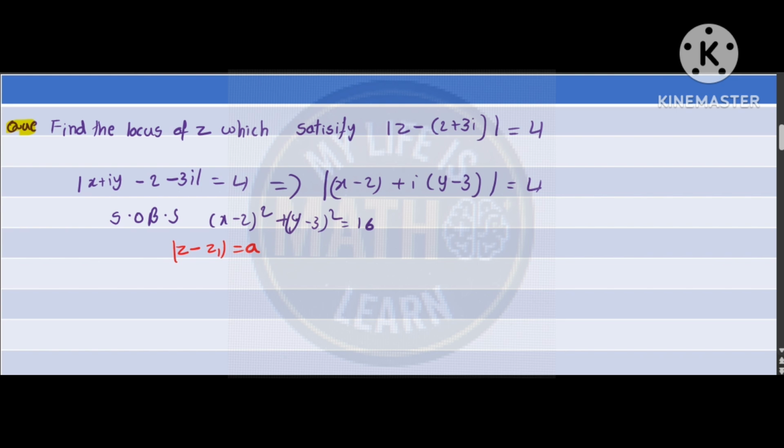So here it represents a circle equation. So mod of z minus z1 is equal to a. Z is the locus of a circle with center z1 and radius a.